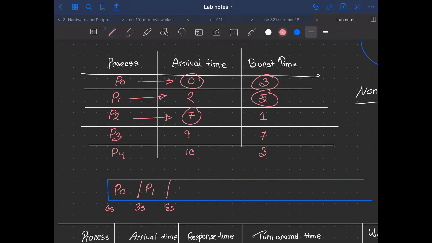P2 works for 1 second, as its burst time is 1 second, so this would be 9 seconds. Then after that, at the 9th second, another process P3 comes into play, and it has a burst time of 7 seconds, so this would be 16 seconds. And on the 10th second, P4 comes into play, and it would work for 3 seconds. So in 19 seconds, all the processes would be done.